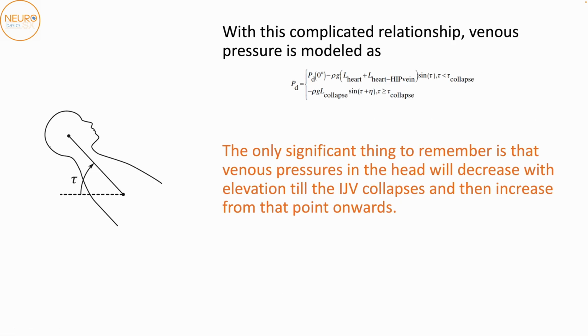You can actually model it with a really complicated equation, but the only thing to remember is that as your head is rising up, there will be a certain point where the IJV collapses. Till that point, the venous pressures will be decreasing, and then it will be increasing from that point onwards.